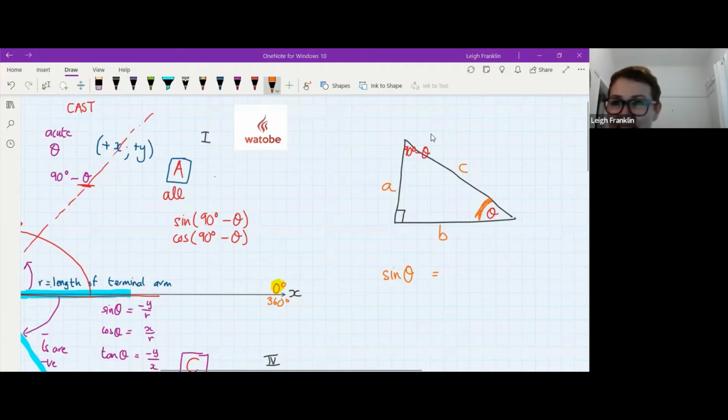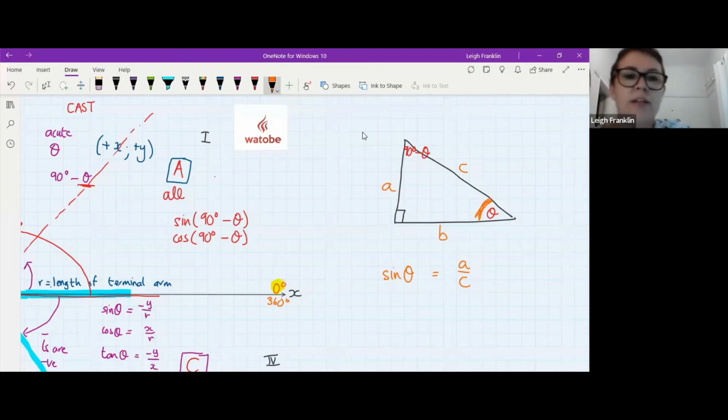Ma'am, it's A over C. It's A over C. Okay, quite right. It's going to be A over C. Okay, opposite over hypotenuse. All right, going back to grade 10, right?